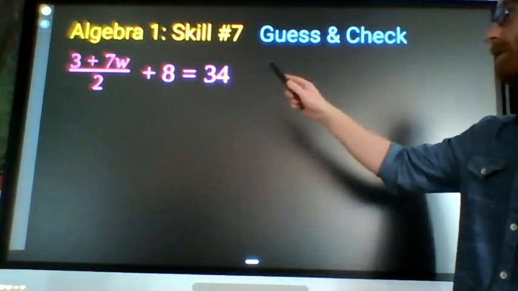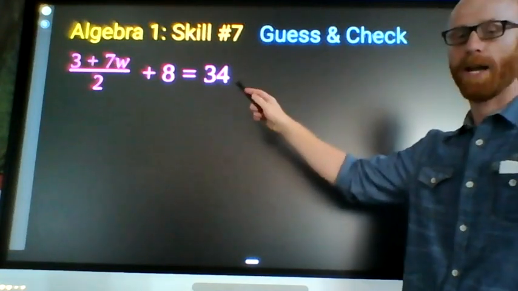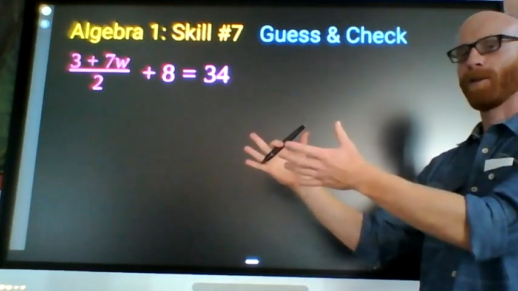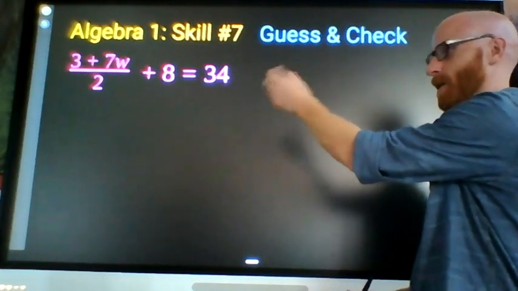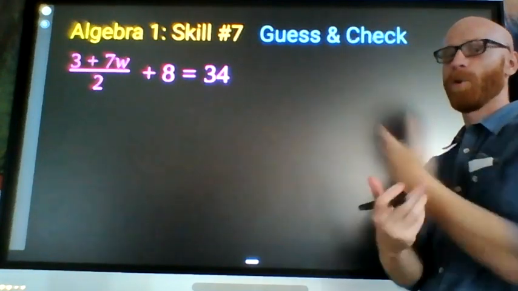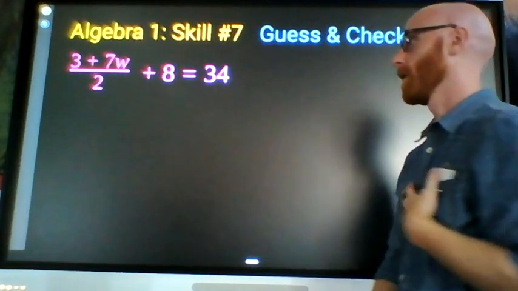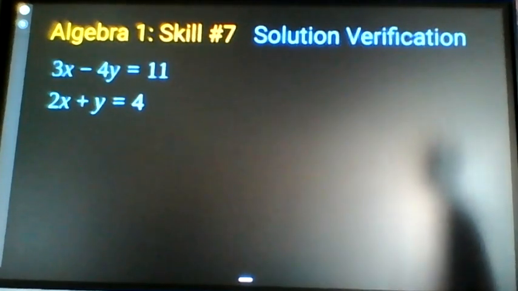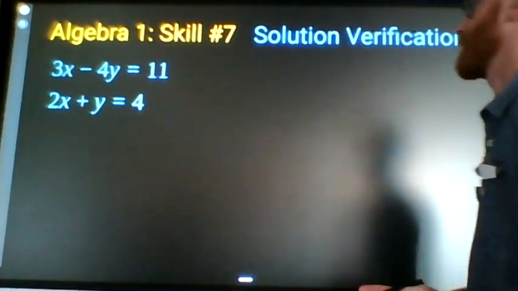So we do want to eventually come up with some other strategies for dealing with stuff like this. But for now, what you're working on is try a number, whether you're choosing the number, guess and check, or I'm giving you a number to try, verify, does this number work or not? One last thing to go over with this topic.